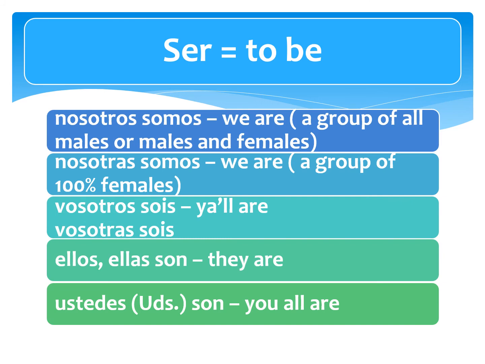Okay, let's continue on here. Nosotros somos, we are. It's a group of all males or a group of males and females. Nosotras somos, we are, a group of 100% females. Vosotros sois, vosotras sois, y'all are. Again, informal, just used in Spain. Ellos son, ellas son, they are. And ustedes son, you all are. So those are the conjugations of the verb ser, to be, in Spanish. So it's very important that you know this for Chapter 1, Spanish 1.